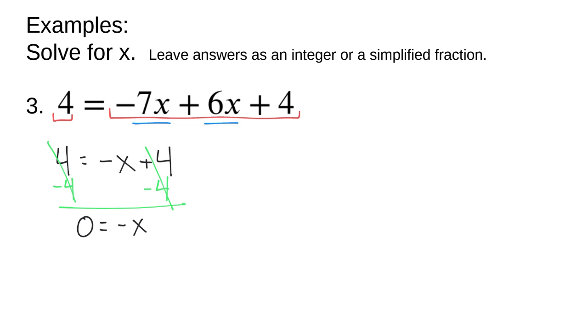Now remember that negative sign sitting there is like a negative 1. So we would move it by dividing by negative 1. Because negative 1 divided by negative 1 is 1. So that's going to leave me with 1x. On the other side, I've got 0 divided by negative 1, which is 0. And again, if you don't like it like that, you could rewrite it as x equals 0. Either way, it's the same answer.